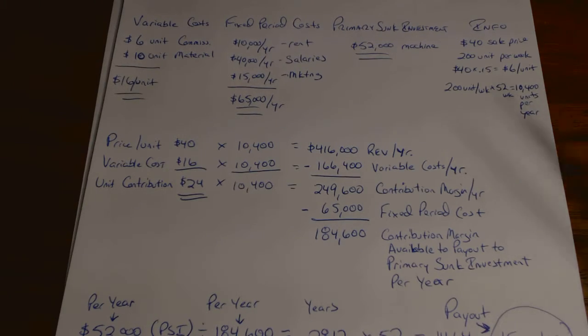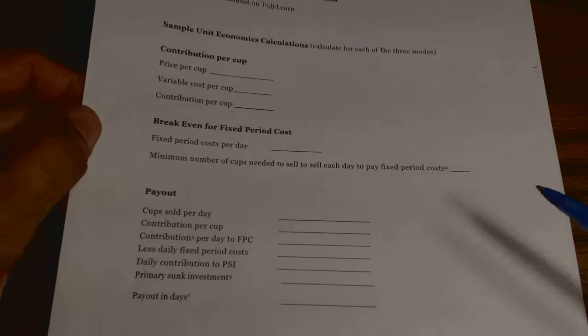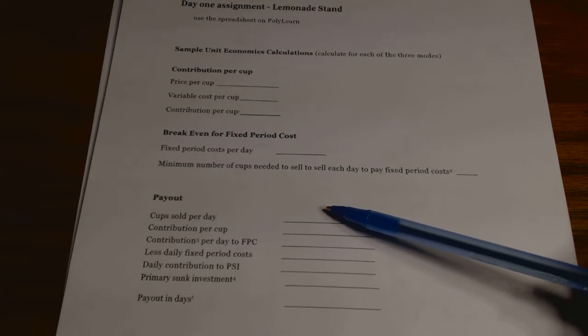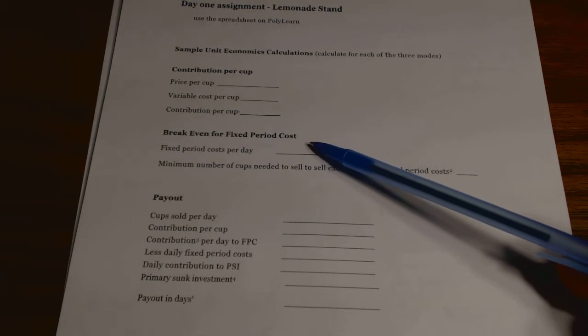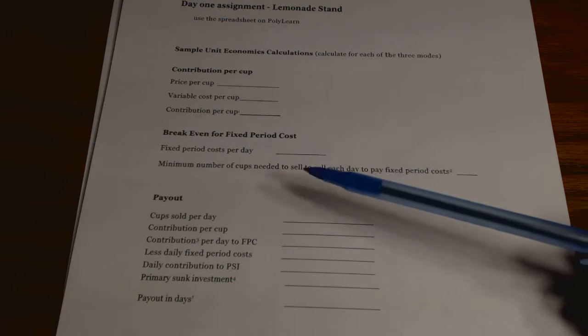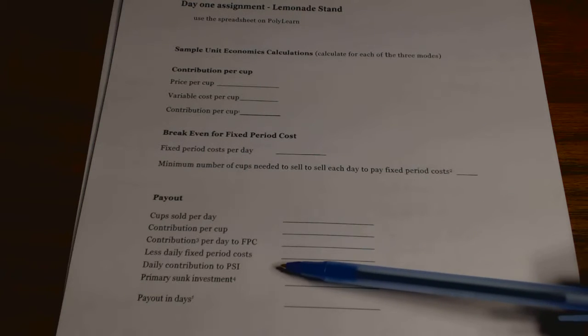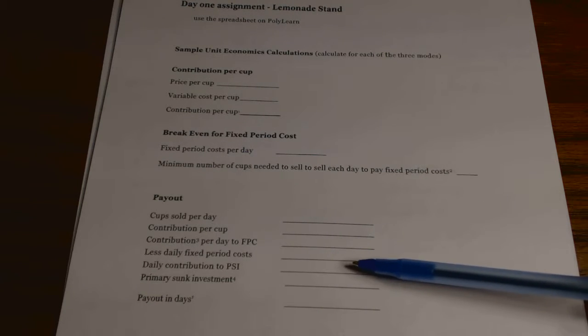Okay, so what they want, remember, is what they call the payout, not the break even. So we were just talking about the break even, but they really want the payout, which is down below here, which is what you go through and figure out when you've covered your fixed period cost. Now you have extra money to pay off your primary sunk investment.